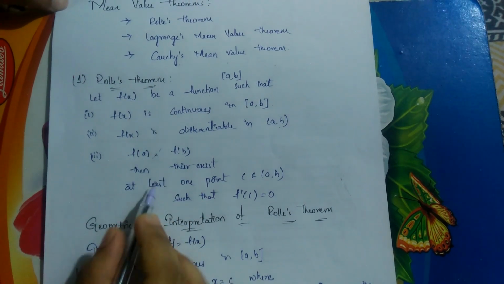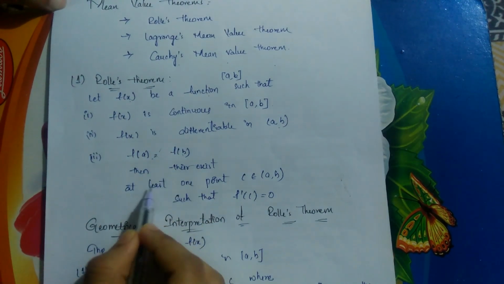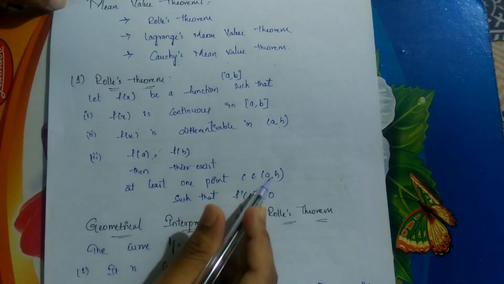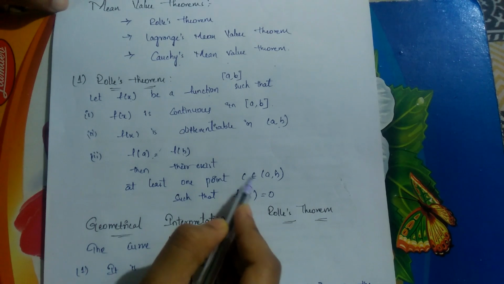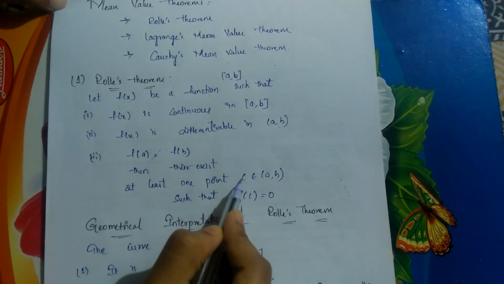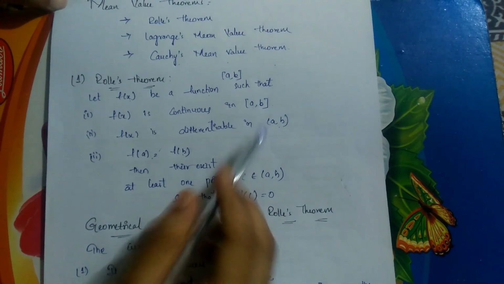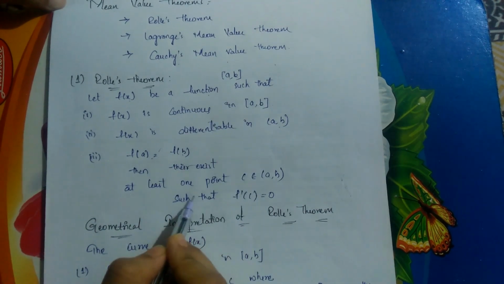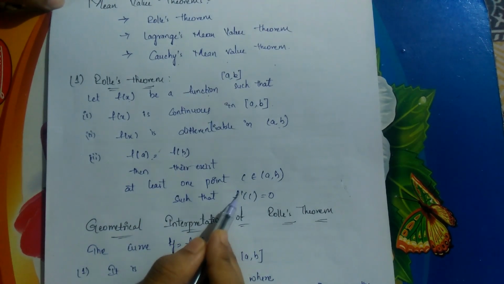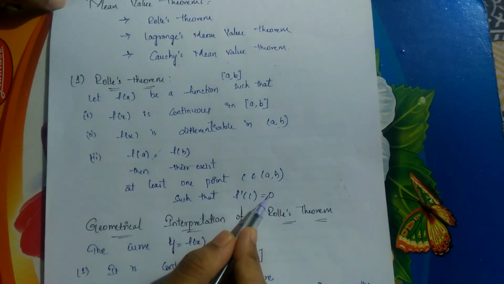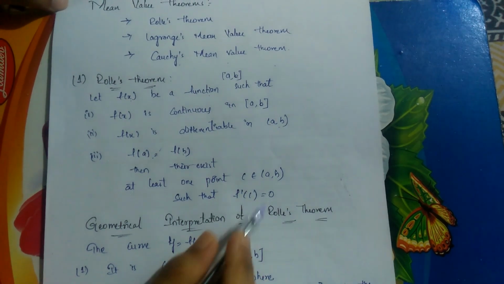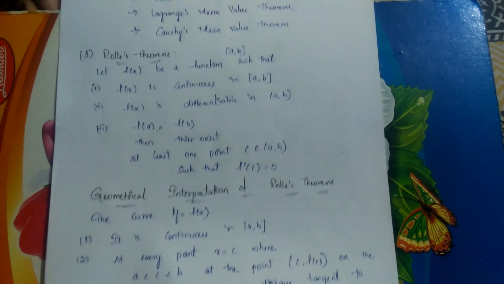After satisfying these three conditions, there exists at least one point c that belongs to (a, b), and that point c lies between a and b, such that the derivative at c, that is f dash of c, will be equal to 0. We'll see the geometrical interpretation of Rolle's theorem.